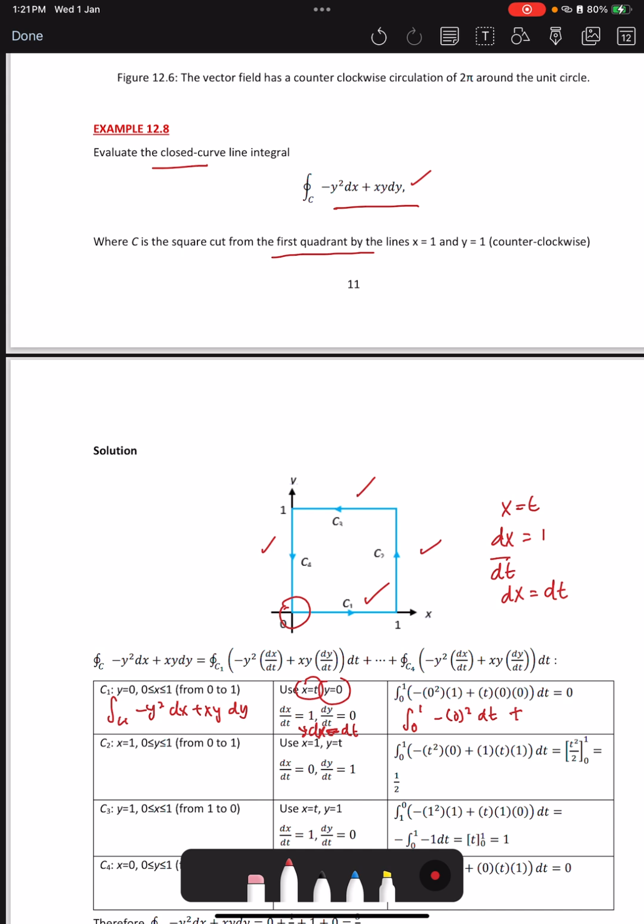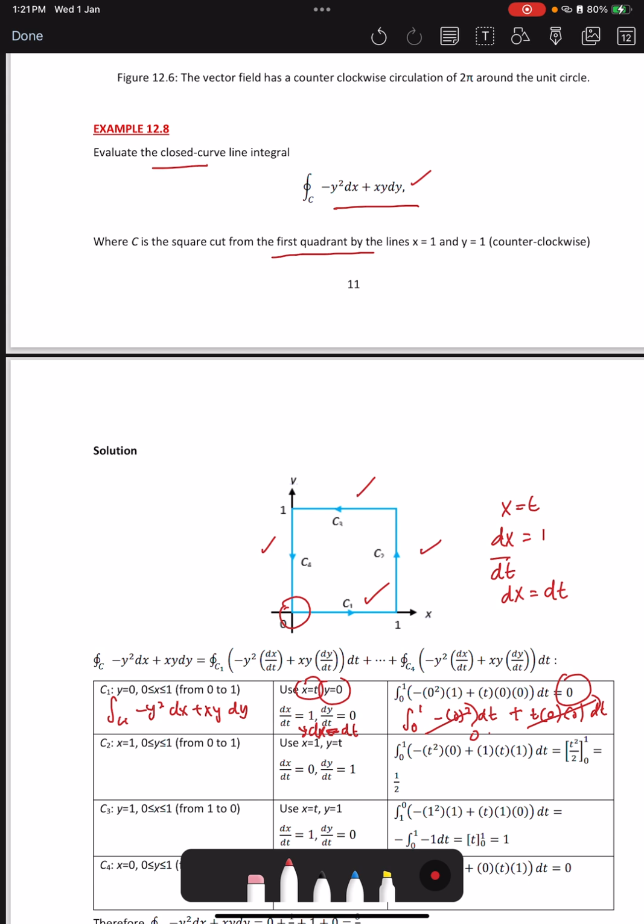And then plus xy. X is t, y is 0, and then dy is also 0, dt. This is what you need to do. So this one you get 0, and then here you get 0 because you need to integrate 0. That's how you get 0 here.